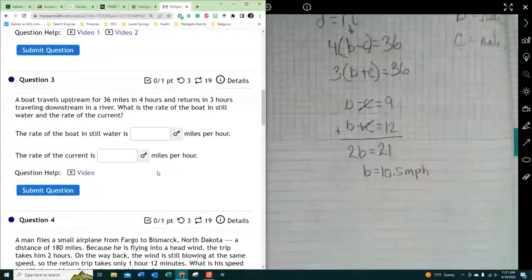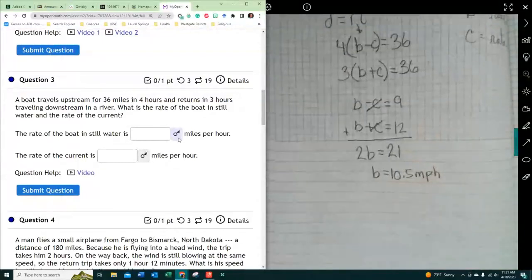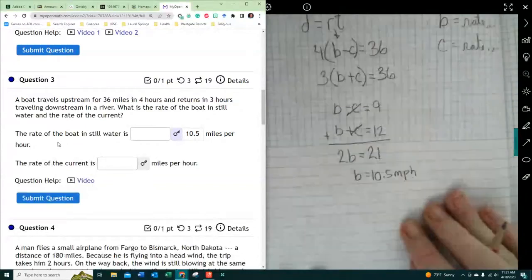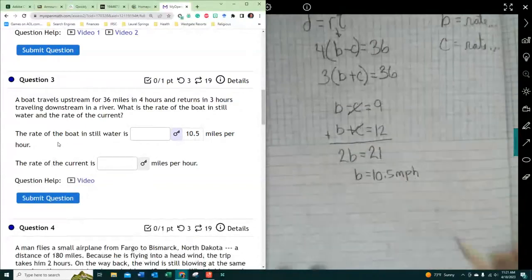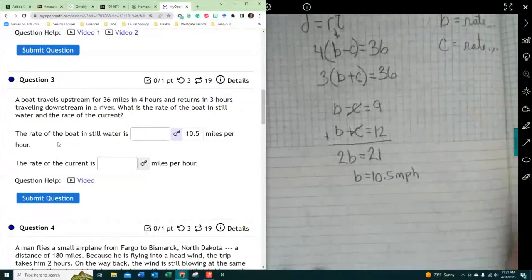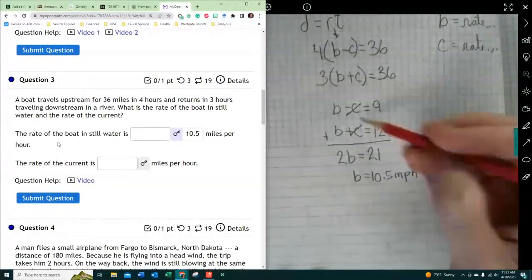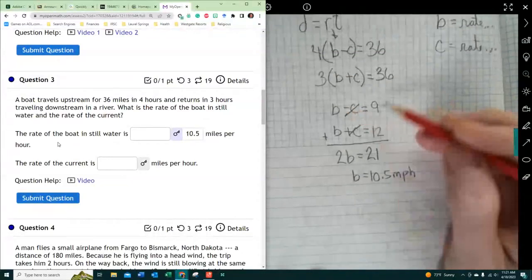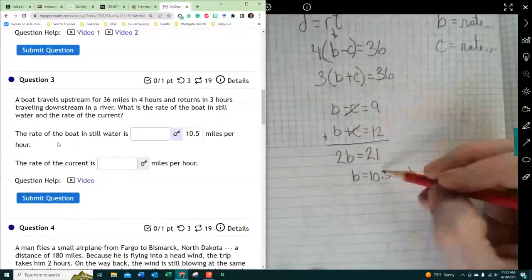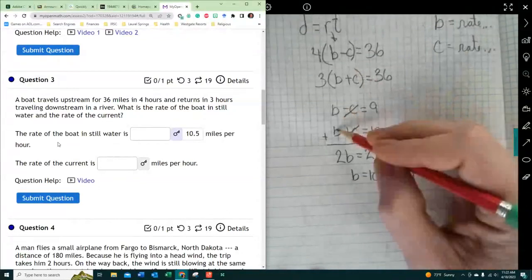All right, so the boat speed in still water is 10.5 miles per hour. Now, in order to find the rate of the current, we can go into any one of these 2 problems and just back substitute it in. I don't need to use these formulas. I can go back into here, and I can just type it into this one, all right?